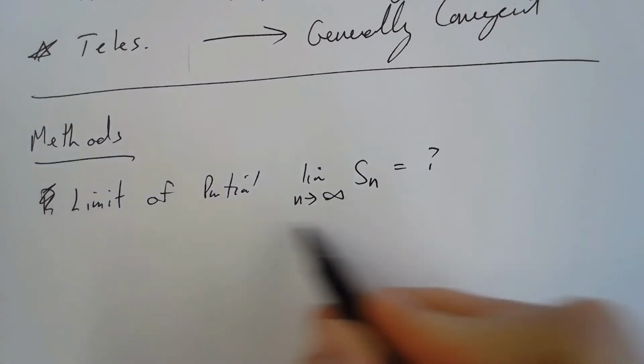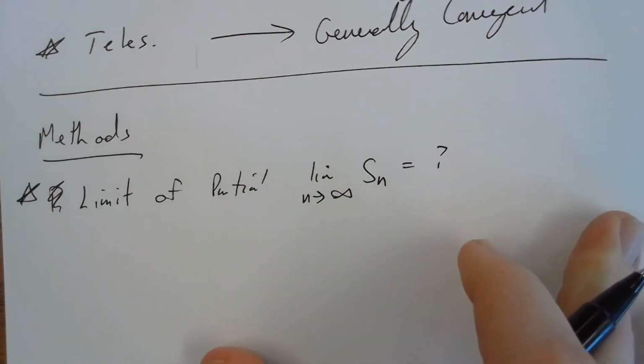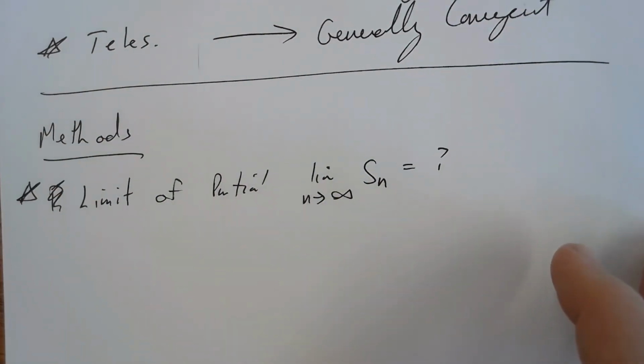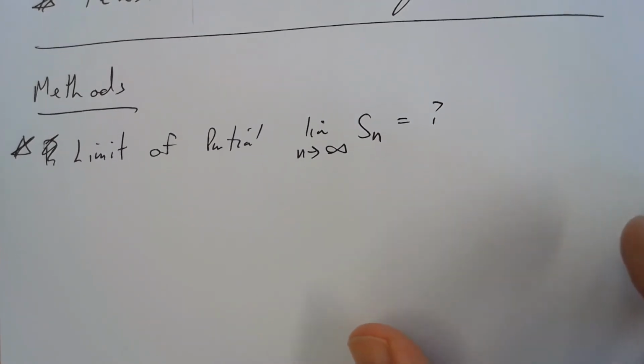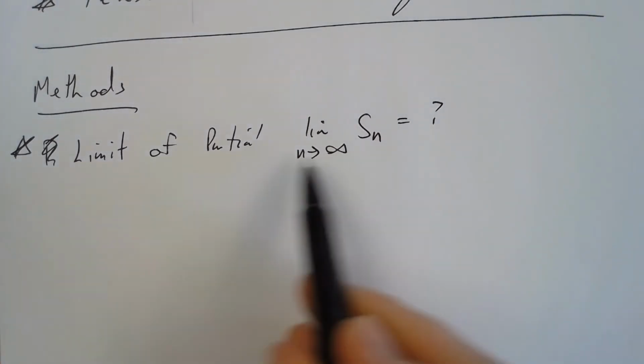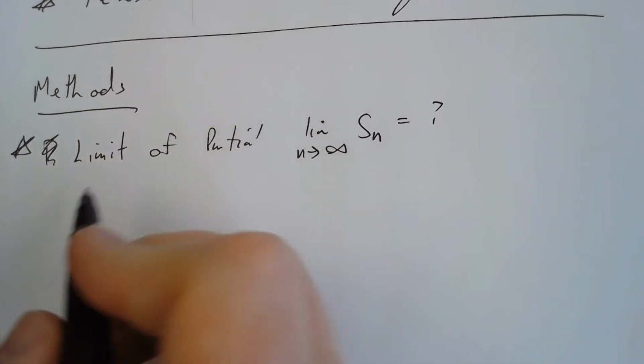This is a very uncommon one. Again, I'm going to put a star next to it because it is a method that does tell us what it converges to, but that method is very, very uncommon in terms of utilizing it effectively. We really generally use this method to come up with new rules.